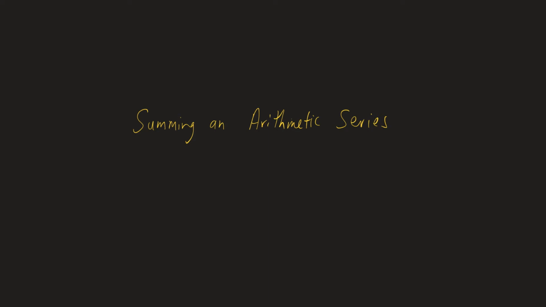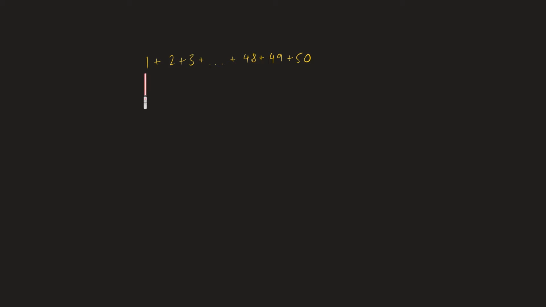We will be looking at summing an arithmetic series during this video. In this example, what I'm going to try and do now is add the first 50 terms of a series together. So what I'm going to do is to try and pair the numbers up. So for example, the first term with the last term, the second term with the second last term, and so on, and hopefully that will form a pattern.